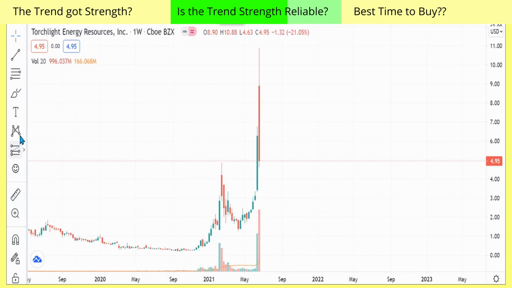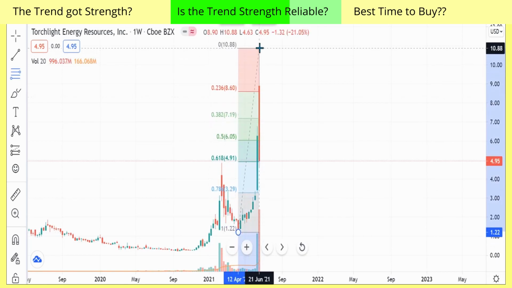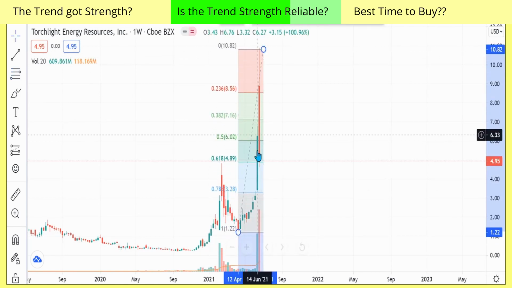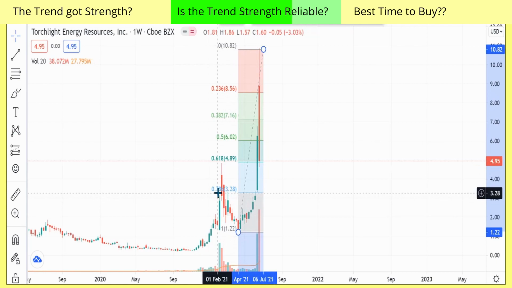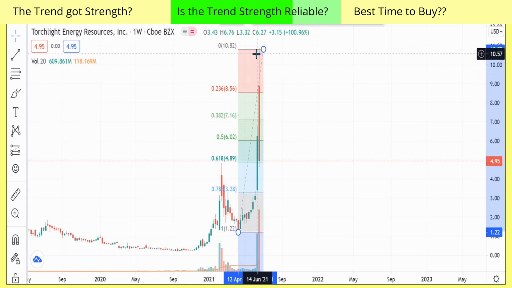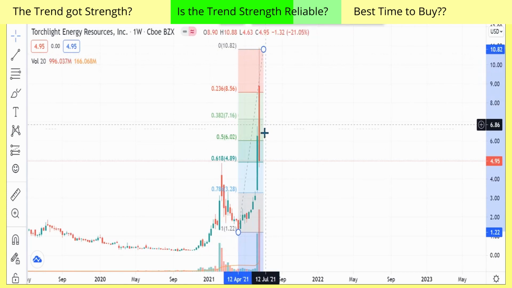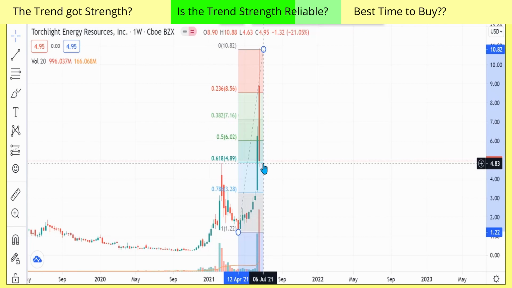This time around, I'll take my Fibonacci tool again, from the low. It's 61.8, so slightly better. Because in the previous round the sellers managed to bring it down to 78.6, but this time around the sellers only managed to bring it down to 61.8. I know it's still on the way. We are not sure whether it will stop there or the sellers will continue selling, but as of now it is much better than previous.